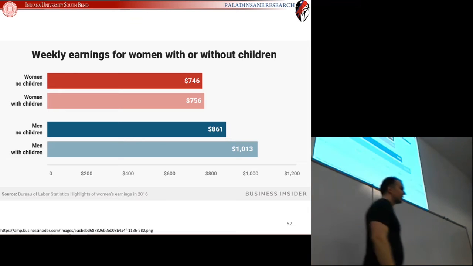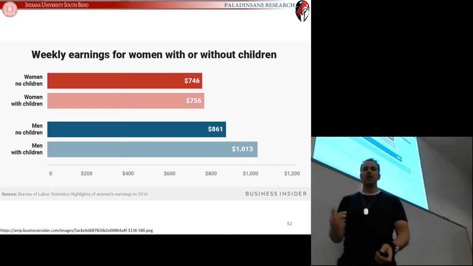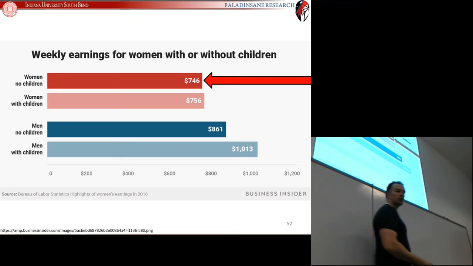So this graph here comes from the Bureau of Labor Statistics, and this is women's earnings in 2016. So they have women's weekly earnings, and they have women with no children, they have women with children, they have men with no children, and they've got men with children. So we're going to focus on the no children examples because that's the corresponding data set I have that deals with that. So let's take a look at the no children example.